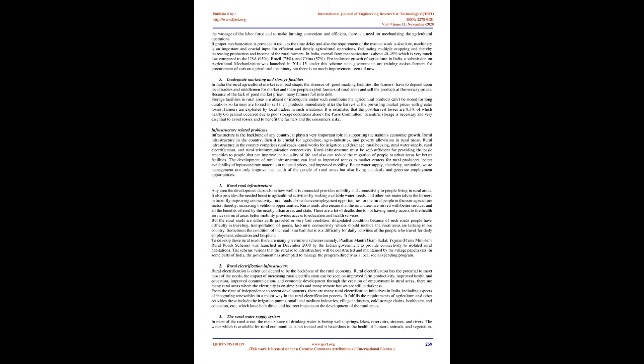In India, overall farm mechanization is about 40 to 45%, which is very much low compared to the USA, 95%, Brazil, 75%, and China, 57%. For inclusive growth of agriculture in India, a submission on agricultural mechanization was launched in 2014-15. Under the scheme, state governments are training and assisting farmers for procurement of various agricultural machinery, but there is not much improvement seen till now.